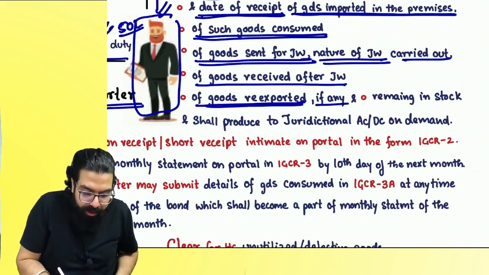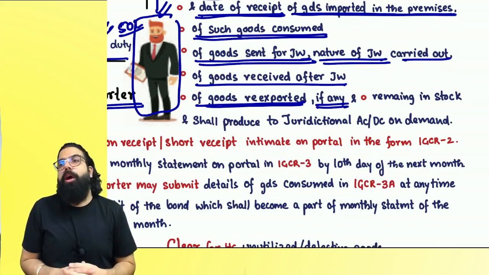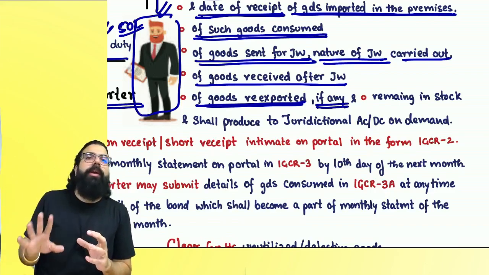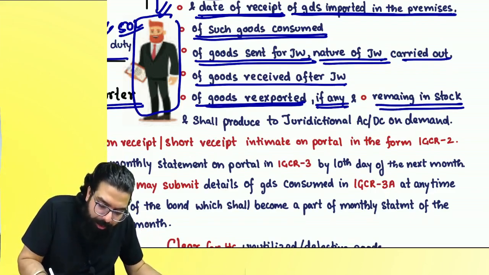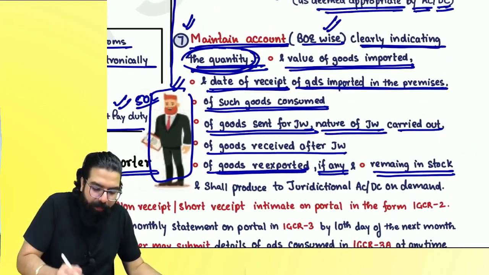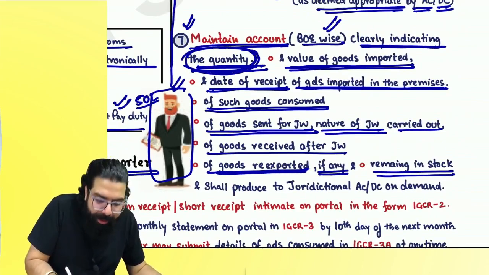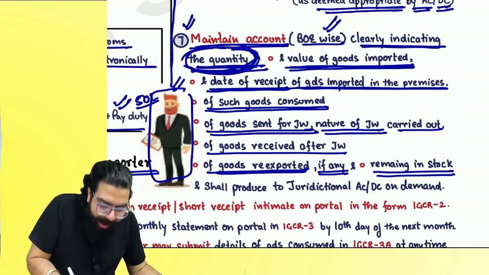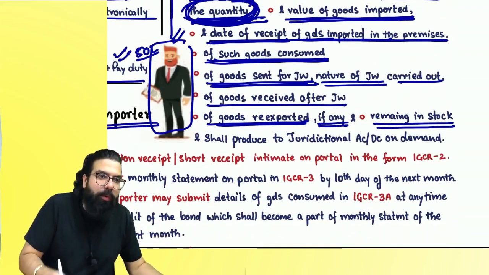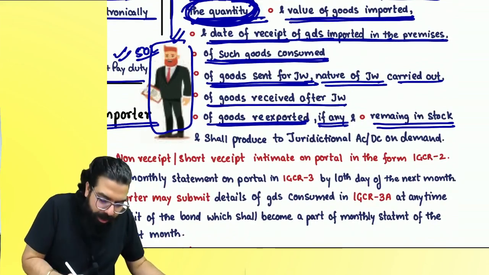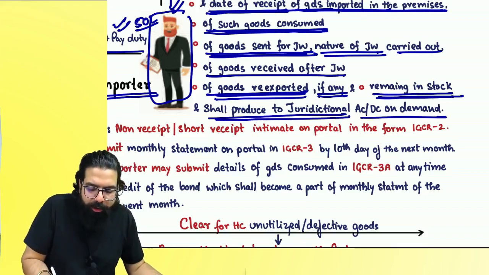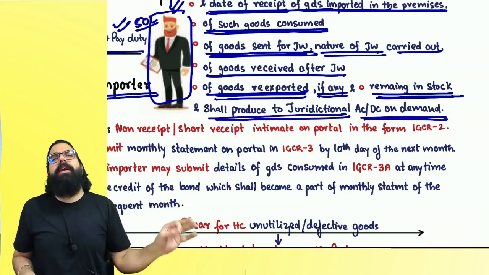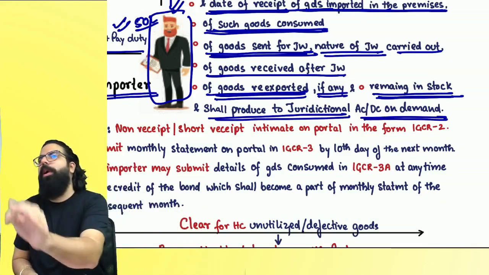If any goods which had come were defective, then I went ahead and re-exported them. When you re-export, people, you have to maintain those details also, and whatever quantity is remaining in your stock. So people, listen: the quantity and value of the imported goods, the quantity and date of receipt, the quantity consumed, the quantity sent for job work, the quantity received, the quantity re-exported, and the quantity remaining in stock. It should be produced to the jurisdictional AC or DC on demand. Whenever the jurisdictional AC or DC demands, you have to produce this account.